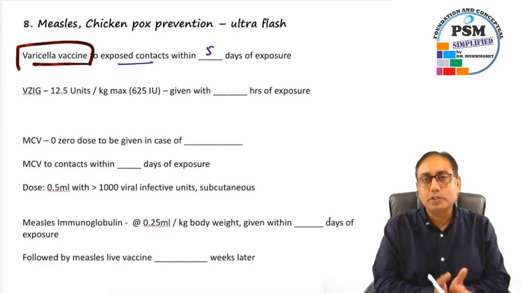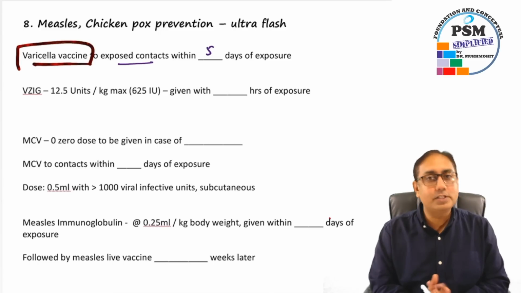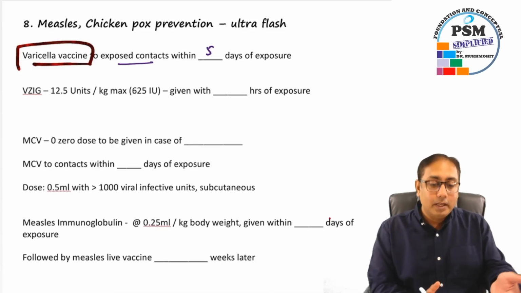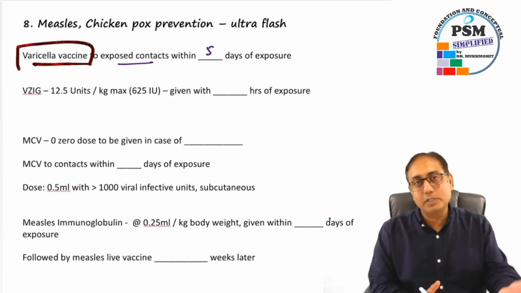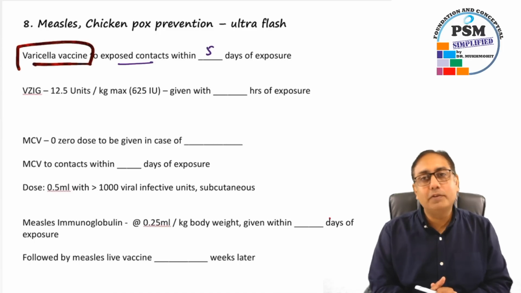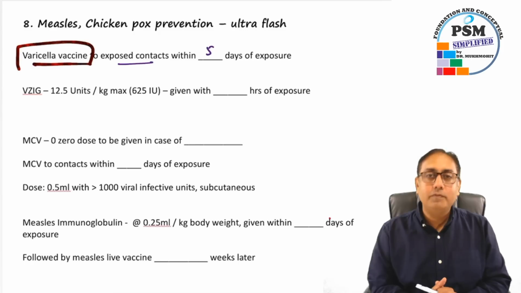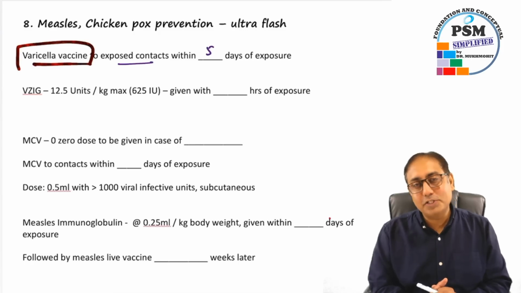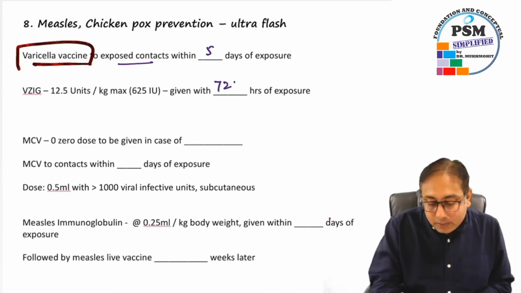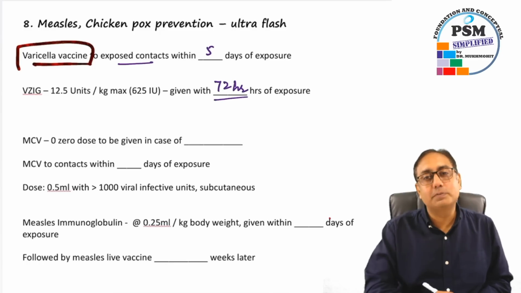Sometimes, because varicella vaccine is a live vaccine, that is the OKA strain vaccine, if the varicella vaccine is not possible to be given because the female is pregnant or if the child is immunocompromised, we can also give the varicella zoster immunoglobulin, which is given at the dose of 12.5 international units per kg body weight, max of 625 international units, to be given within how much time? Within 72 hours of exposure.